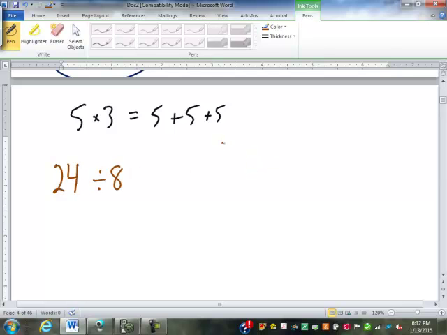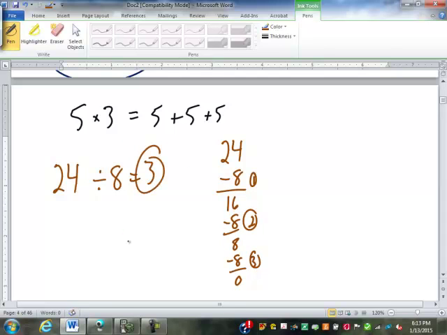So division, 24 divided by 8, is asking, how many times can I subtract 8 from 24? It's repeated subtraction. 24 minus 8 is 16, that's once. Minus another 8 is 8, that's twice. Minus another 8 is 0, that is 3 times. 24 divided by 8 is 3, because you can subtract 8 from 24 3 times.